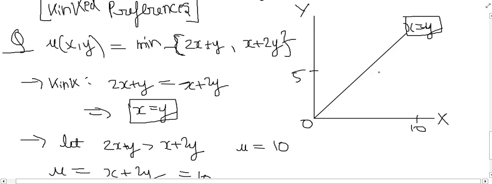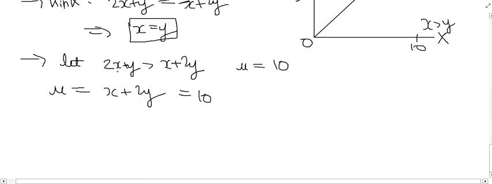Now about this graph, we need to remember one thing, that we are having x greater than y points in this portion of the graph, and x less than y in this portion of the graph. Now when we are taking the first case as 2x plus y greater than x plus 2y, we are basically referring to x greater than y.